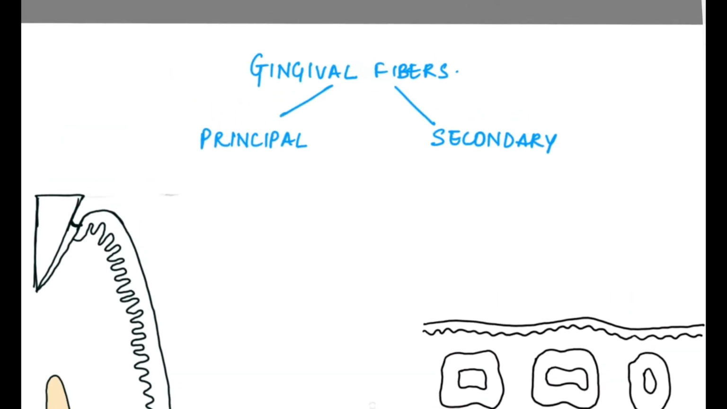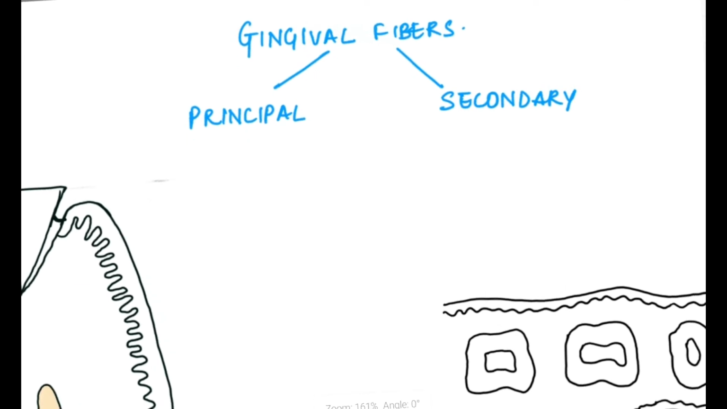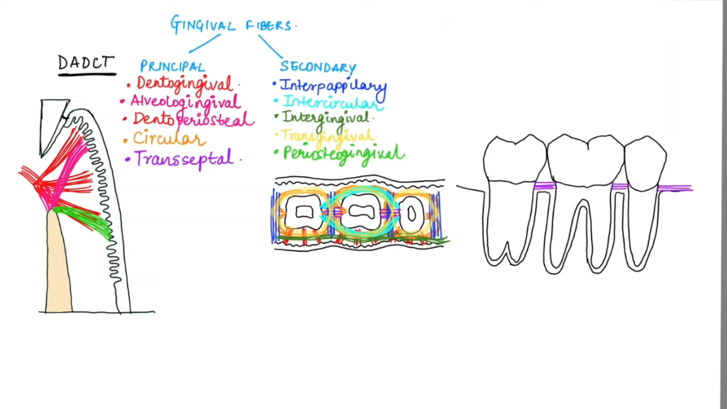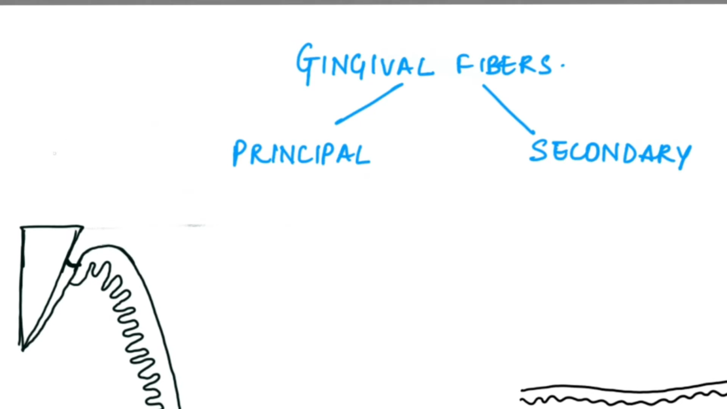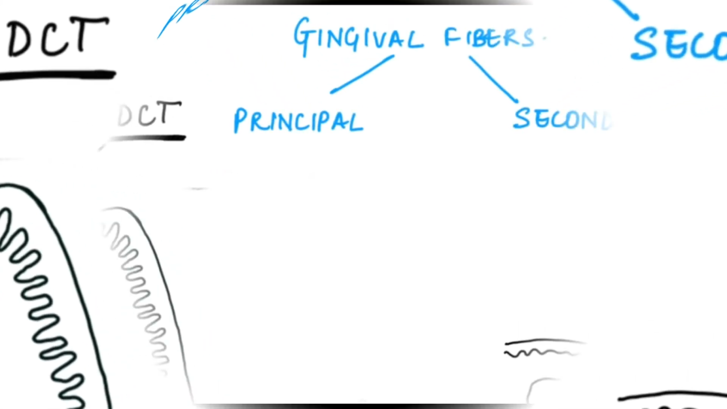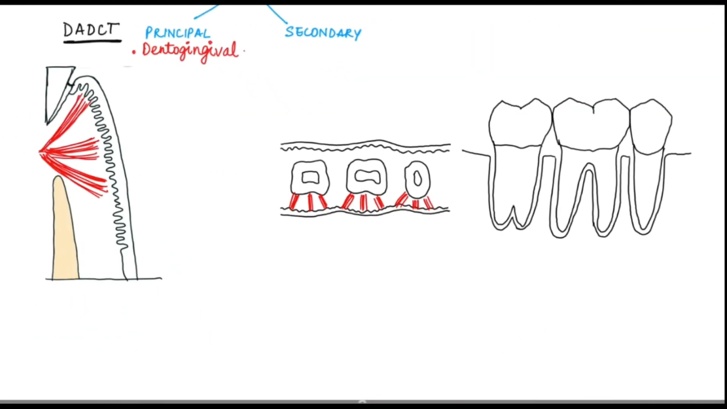They are classified as principal fibers and secondary fibers. Let's look at each of these fibers in greater detail. You can remember the principal fibers using the mnemonic DAD, C, T. Okay, so let's discuss each one of them. The first group of fibers are the dentogingival fibers.